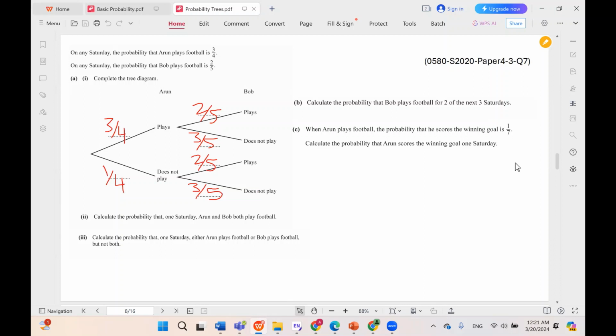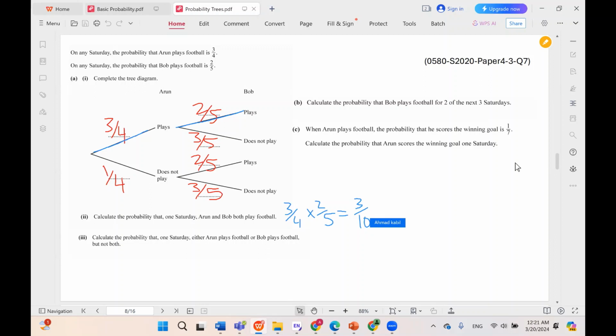In part (a)(i), we're required to calculate the probability that both play football. So for both to play football, we want this path here. So we have 3/4 times 2/5. And this gives us 3/10.